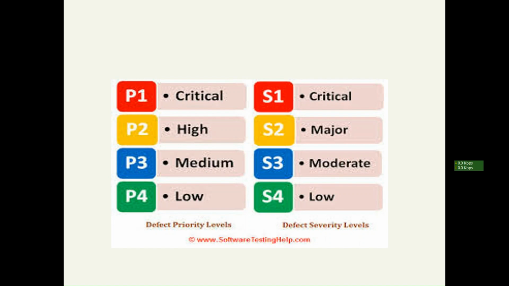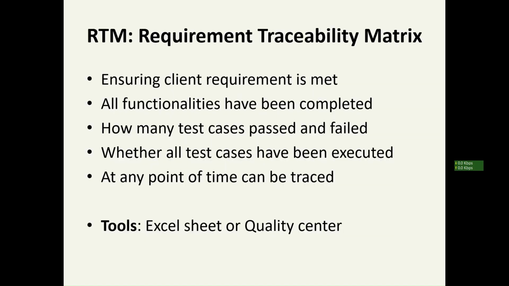Low means there is a spelling mistake in the username field, the font size is not good, or there is a small problem with color. All these things are called low. Based on the severity levels, they will put the priority. Severity is classified into S1, S2, S3, and S4. Priority is also classified into P1, P2, P3, and P4. Hope you got it.